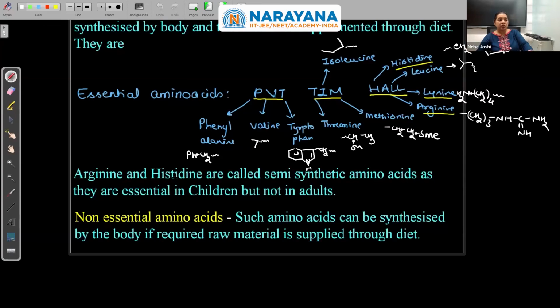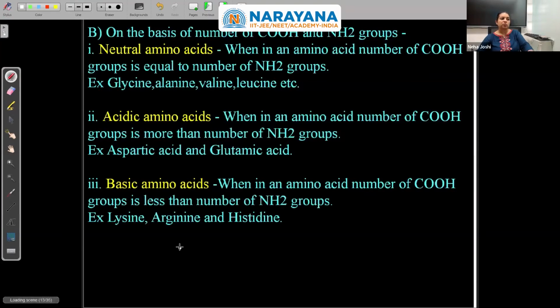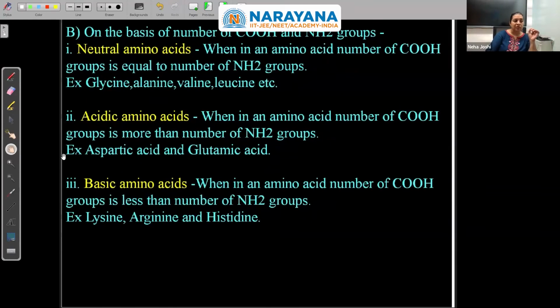Arginine and histidine are also called semi-synthetic. Arginine and histidine, as they are essential in children but not in adults. In adults, we can synthesize arginine and histidine. Non-essential amino acids are such amino acids which can be synthesized by the body if the required raw material is provided. So, which are non-essential? Rest 10 amino acids are non-essential amino acids. Naturally available amino acids are 20.